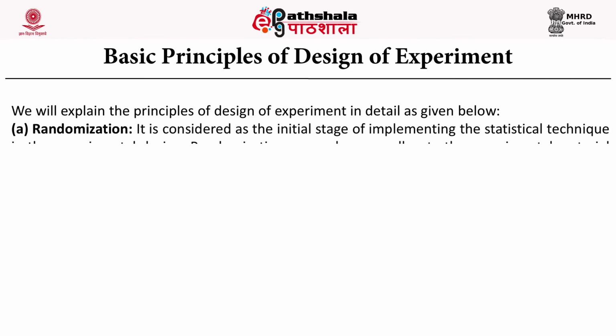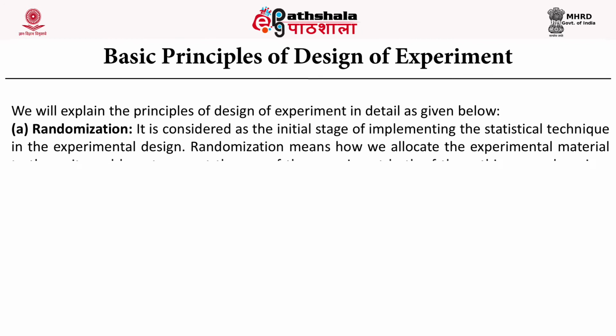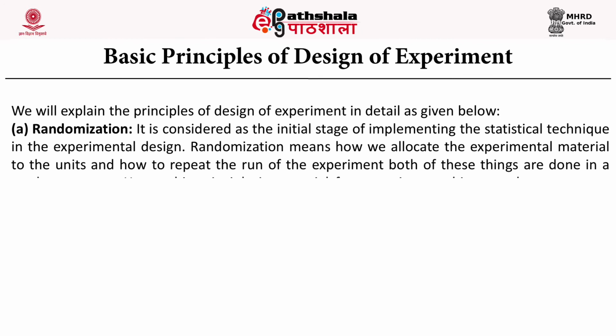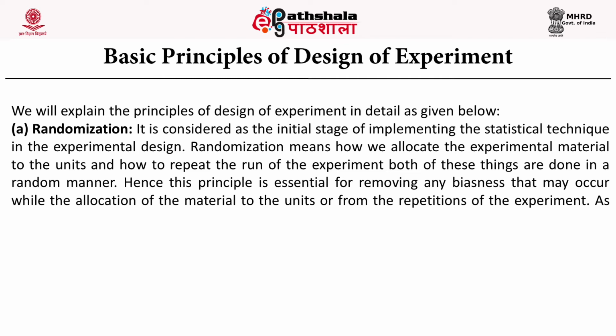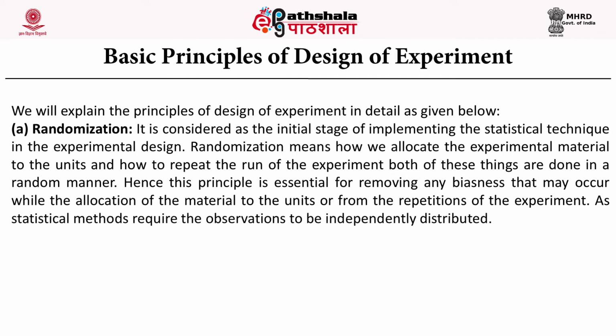First is randomization. It is considered as the initial stage of implementing the statistical techniques in the experimental design. Randomization means how we allocate the experimental material to the units and how to repeat the runs of the experiment. Both of these things are done in a random manner. Hence, this principle is essential for removing any bias that may occur while allocating the material to the units or from the repetition of the experiment, as statistical methods require the observations to be independently distributed.